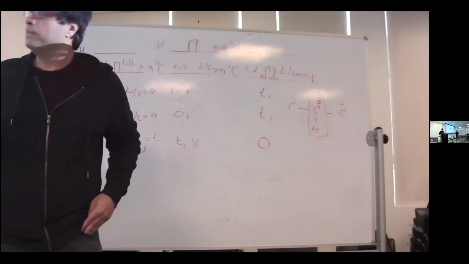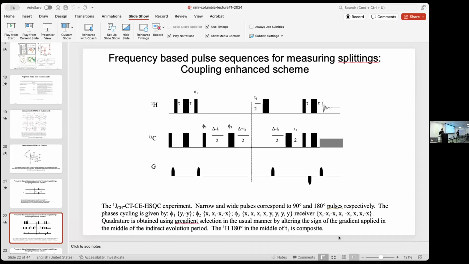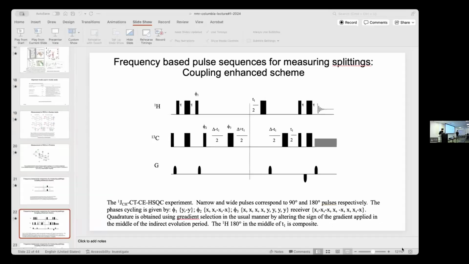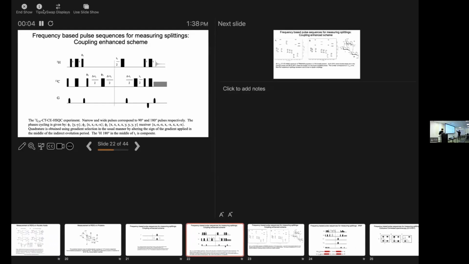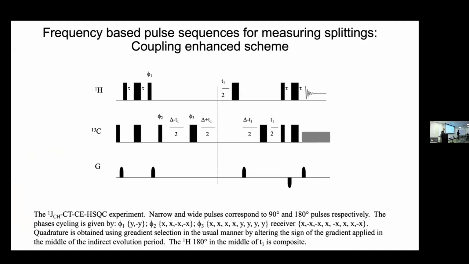Is to have what's called a constant time. So now, before we go to this pulse sequence, let's think about the constant time step. I'm going to try to draw it and add it to this. I'm going to erase this.